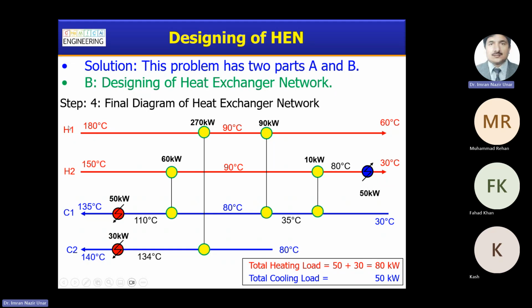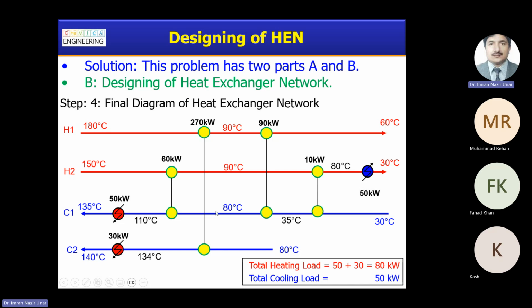See, this hot stream is going. You insert a 270 kilowatt heat exchanger, which exchanges the energy with cold stream 2, which is to be raised from 80 to 140. But this will not give us our total energy requirement. It will only increase 80 to 134. So now we want 140. So here you need a heater from 134 to 140.